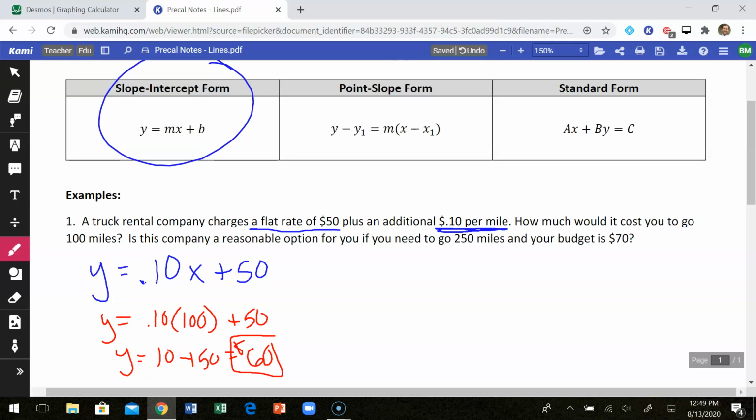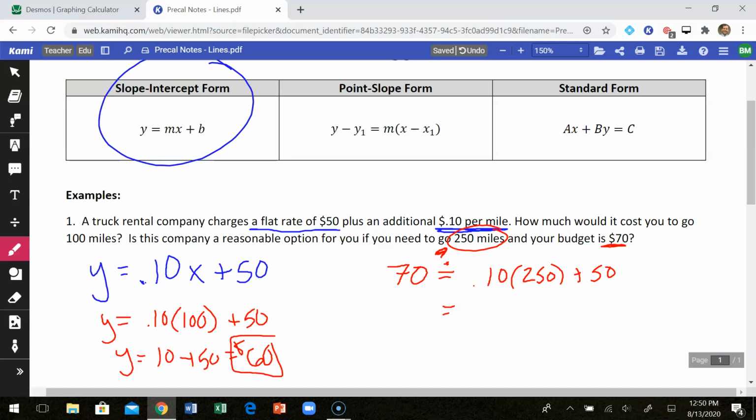Is this company a reasonable option for you if you need to go 250 miles but your budget is $70? So what we could do here is say, well, we want to only spend $70, which is what y is representing in this. This is how much we're actually spending. And I want to know, does that equal, or is that less than or equal to? Really, I could make this an inequality. Does that equal, or is it less than or equal to, 0.10 times 250 plus 50?